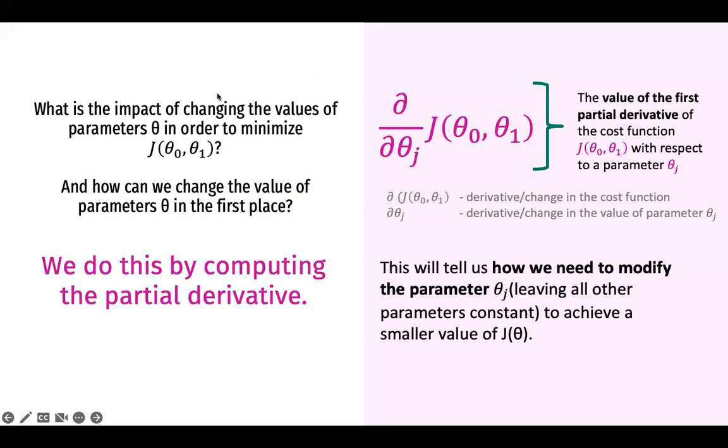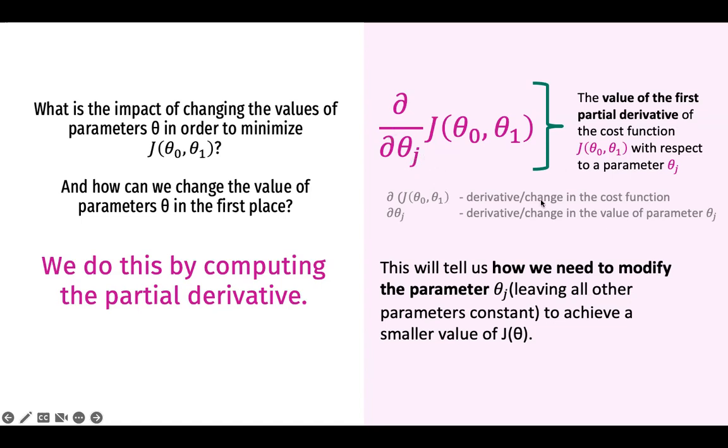Now, what is the impact of changing the values of the parameters theta in order to minimize the cost function j? And how can we change the value of the parameters theta in the first place? As I have already mentioned, we do this by computing the partial derivative. This is denoted by this symbolic notation: the partial derivative of the cost function j with parameters theta 0 and theta 1 with respect to the change in theta sub j.